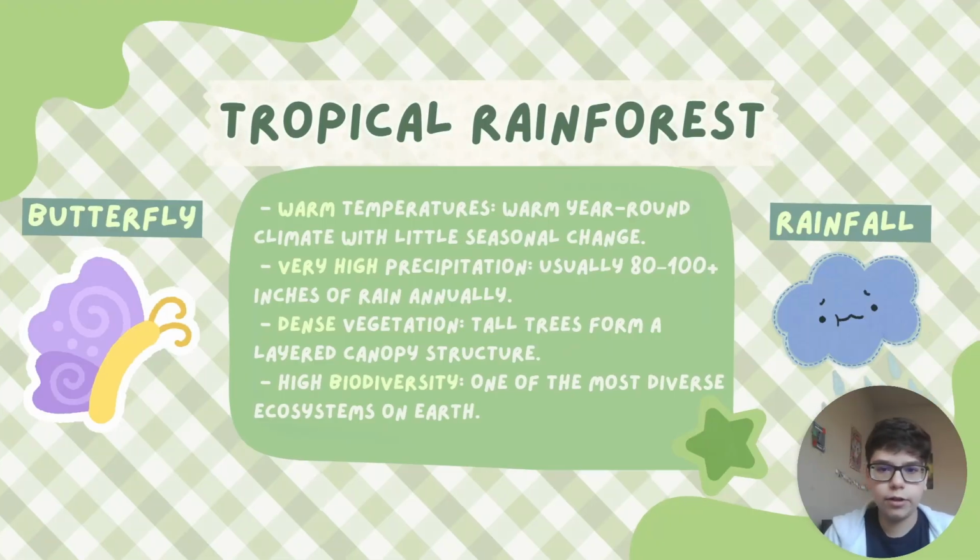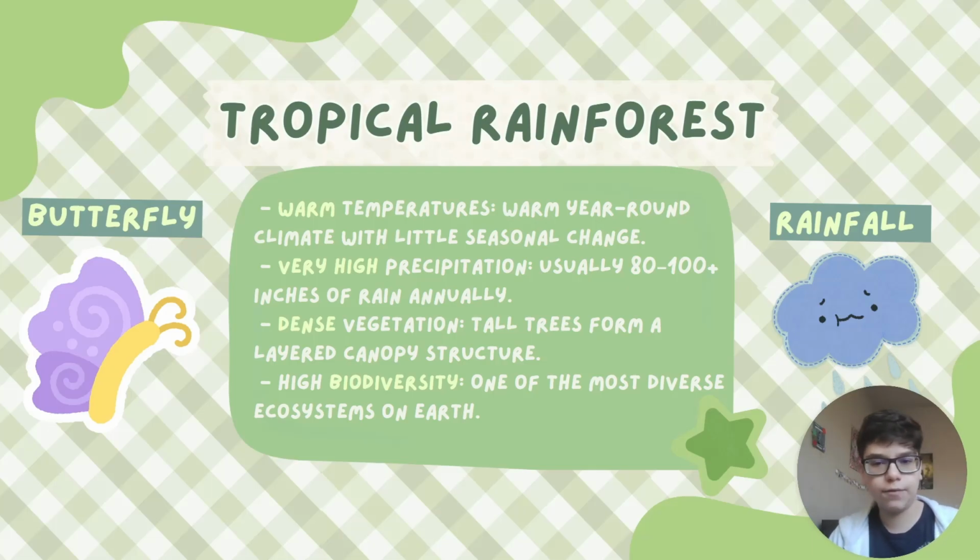Okay, now let's go into the tropical rainforest. We're getting to that 0 to 30 degree latitude mark now. For the tropical rainforest, you need to know these are warm temperatures, and it's warm year round. So this is where you're getting out of the seasons. It's always going to be warm. And this is the highest precipitation of all the biomes. It's super high, you get 80 to 100 inches of rain annually, and you have dense vegetation.